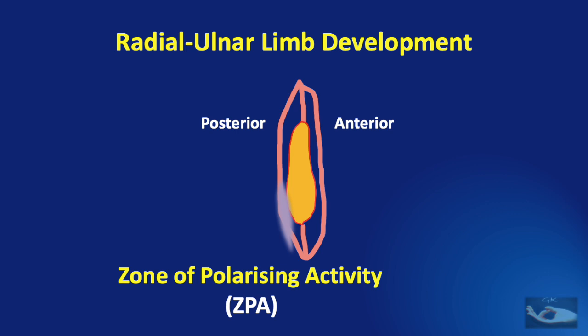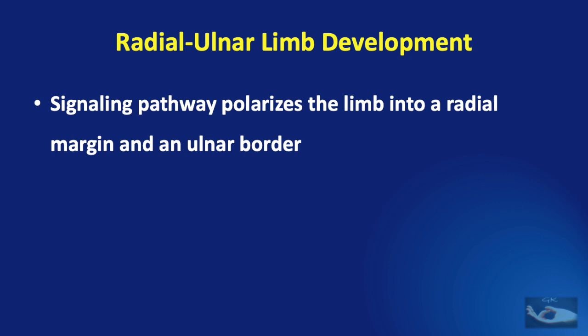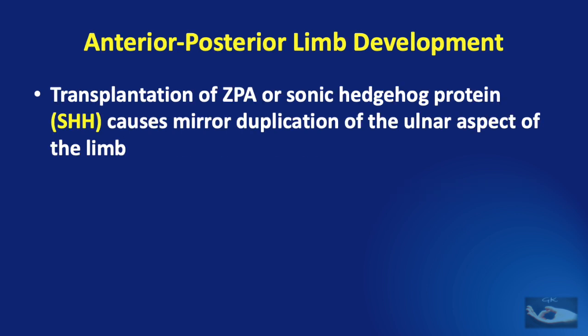We have already seen that rotation of the limb bud is going to occur. So when the rotation occurs, this zone of polarizing activity is close to the ulnar border of the developing limb bud. This zone of polarizing activity activates what is known as a signaling pathway, which polarizes the limb into a radial margin and an ulnar border. And the signaling molecule in this pathway is known as sonic hedgehog.